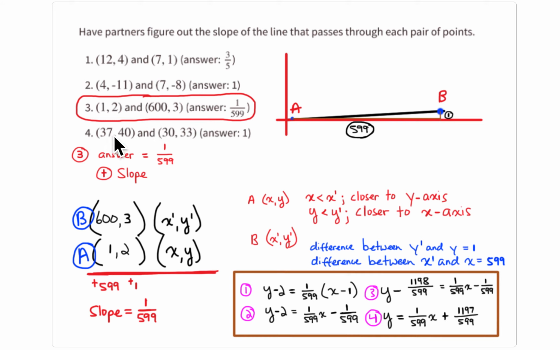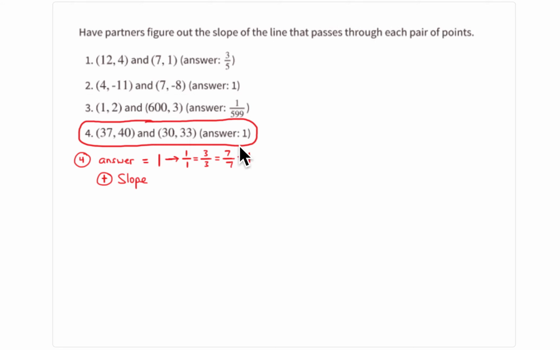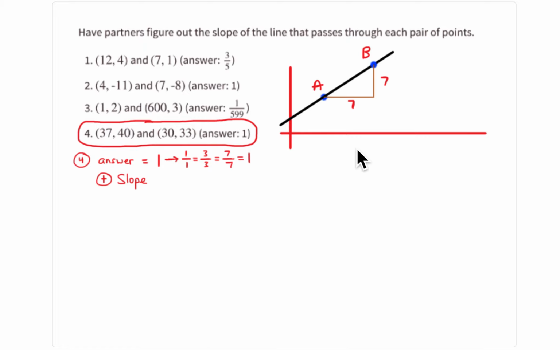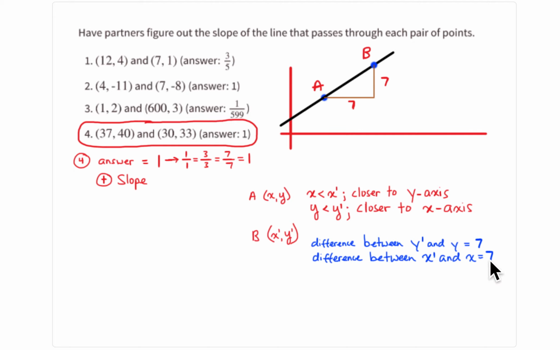All right, the last problem is this 3740 and 3033, and the slope again is 1. So as before, this is in the first quadrant once again, and as before, the move along the x-axis means that the change in the y-axis is going to be the same because the slope is 1. So all of this is the same as before. When you move along the x-axis, you get to a first. So x is less than x prime. When you move along the y-axis, you get to a first. So y is less than y prime. And the difference between y prime and y is 7 units. So this length right here is 7 units. And it's the same as the difference between x prime and x, 7 units. So these have to be the same.